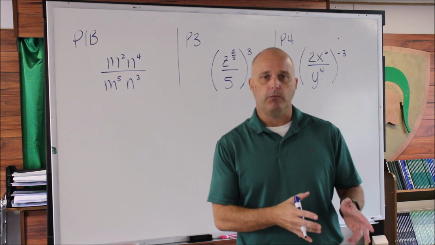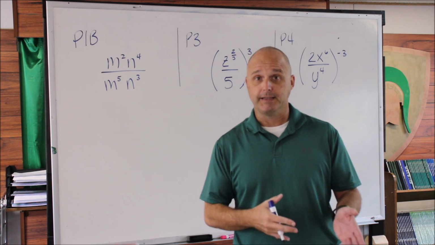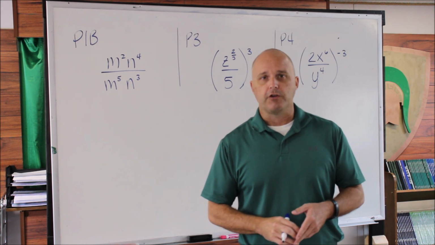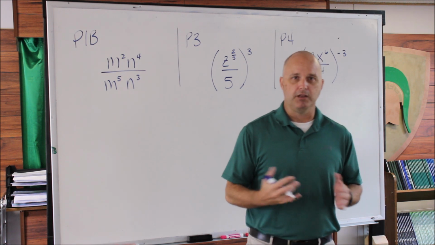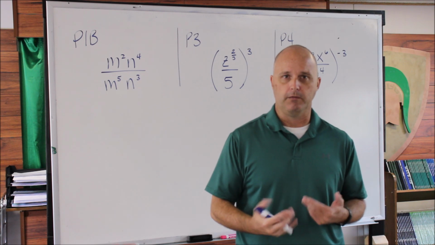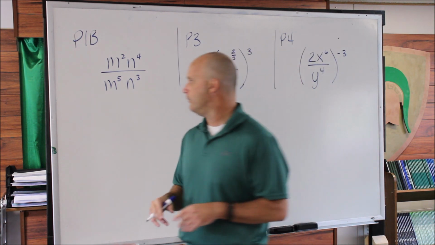So you already know that when you multiply like bases, you're going to add the exponents. So when you divide like bases, you're going to subtract the exponents. There's also another way of doing this that might be a little bit faster for you, and it might make a little bit more sense to you as well. I'm going to go ahead and show you both ways so you can get a feeling for both of them.